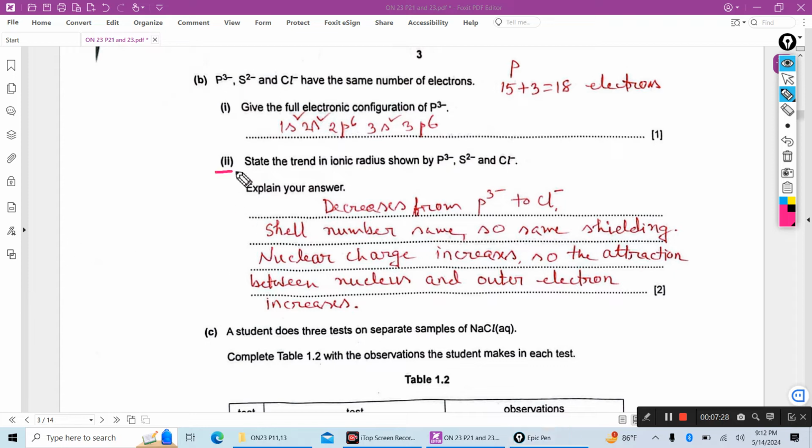Then state the trend in ionic radius shown by phosphide, sulfide and chloride, I mean across the period. So it decreases from phosphide to chloride. Why? Shell number: phosphide ion has 3 shells, sulfide ion and chloride ion all have 3 shells. Shell number is the same, so shielding is the same. But nuclear charge increases. Why?